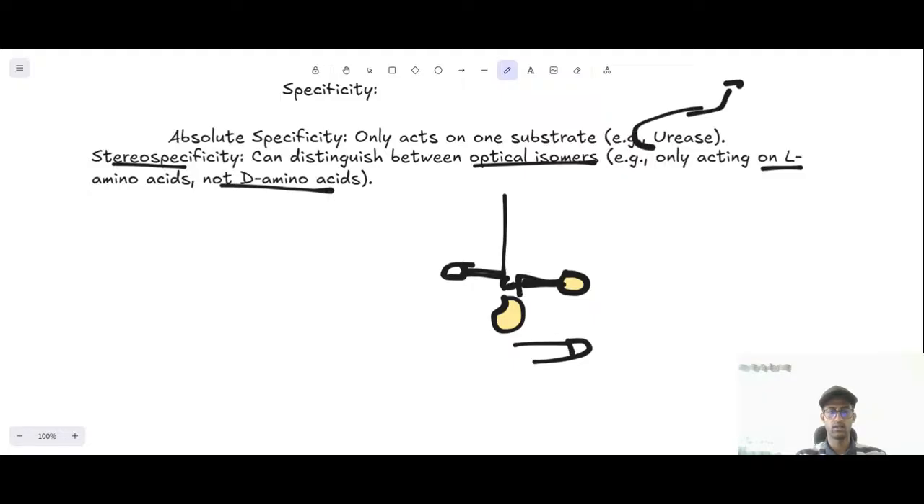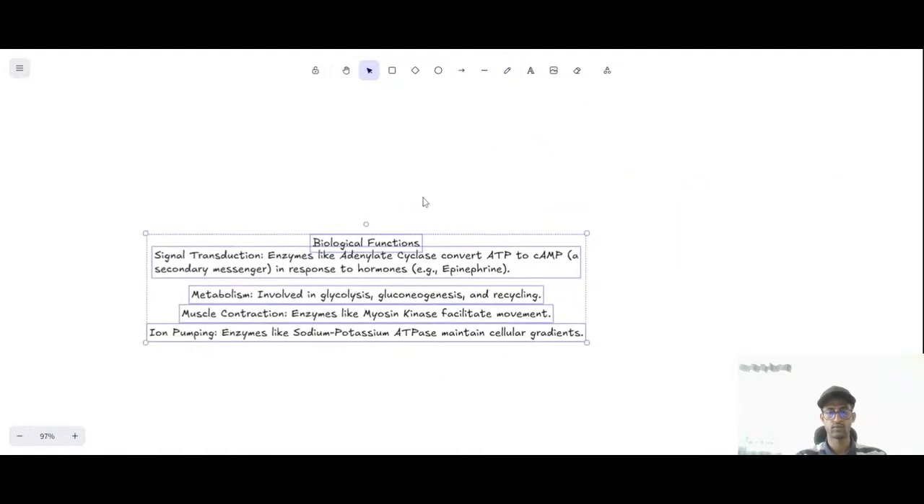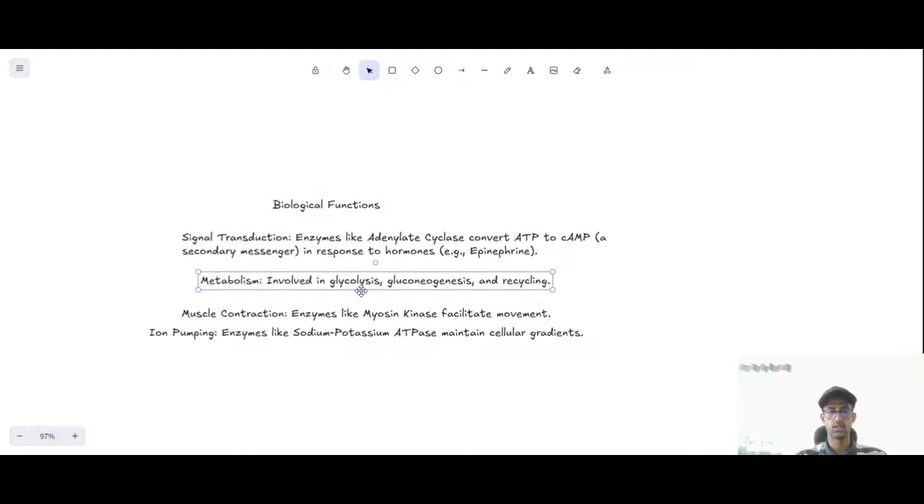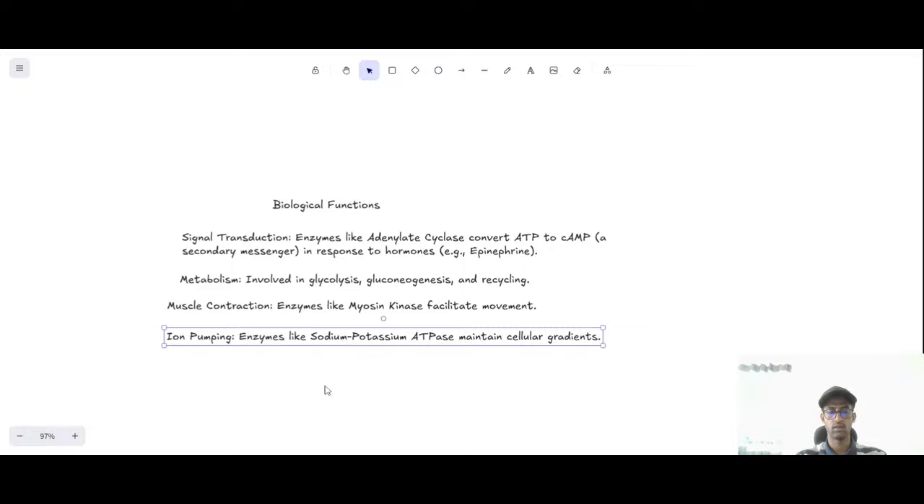And then there are also biological functions. Enzymes act in biological functions like signal transduction, muscle contraction, and so on.